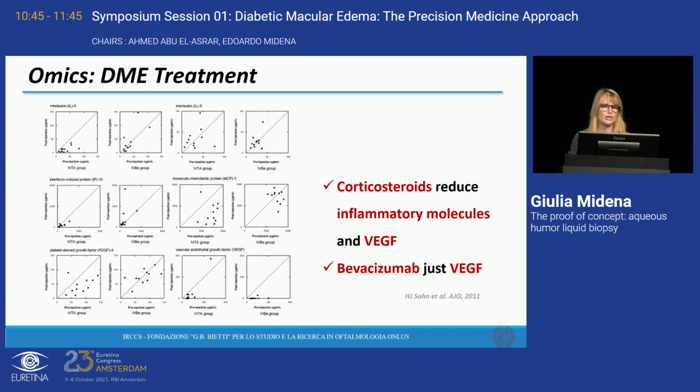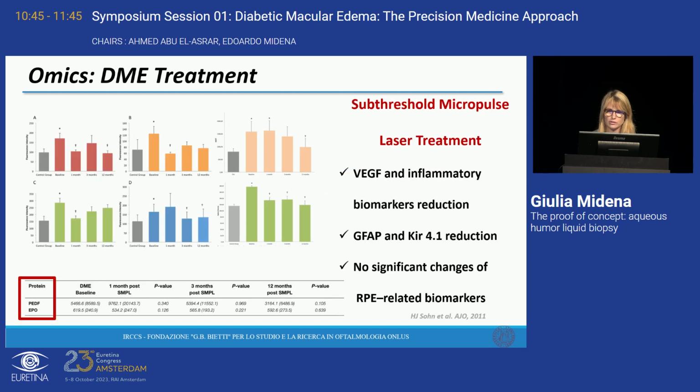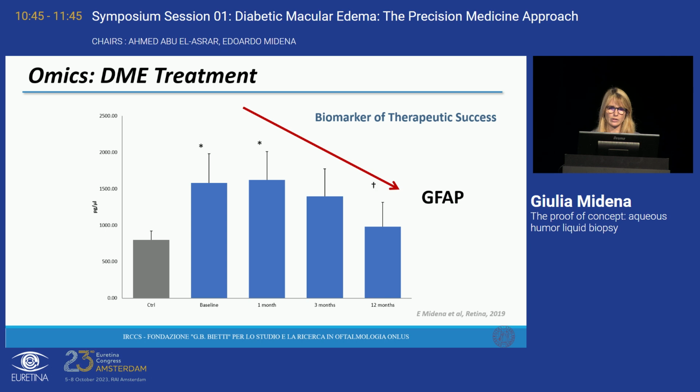Moreover, the omics studies are really useful regarding the response to treatment. In fact, corticosteroids seem to reduce inflammatory molecules and also VEGF, and instead, bevacizumab adjusts the VEGF. Also, the response to treatment with subthreshold micropulse laser treatment shows that after the treatment, both VEGF and inflammatory biomarkers are reduced. Also, the biomarkers of Muller cell activity, GFAP and KIR4.1, are reduced, but we don't find any changes related to RPE-related biomarkers. And in particular, the biomarker of therapeutic success related to the Muller cell activity is GFAP.